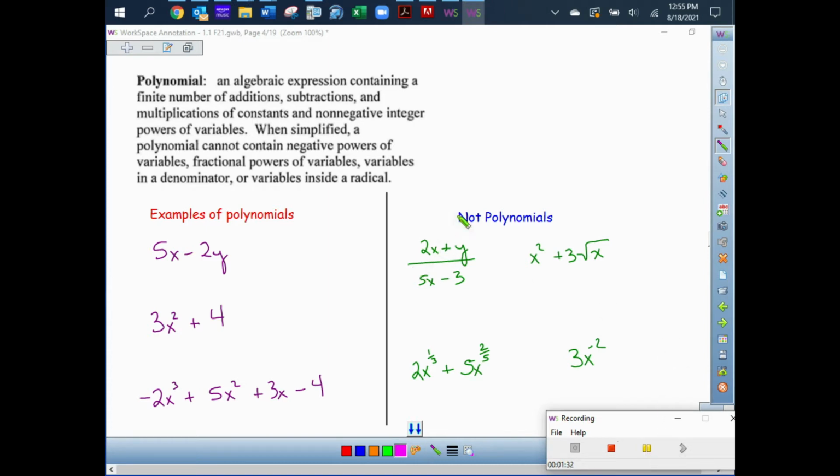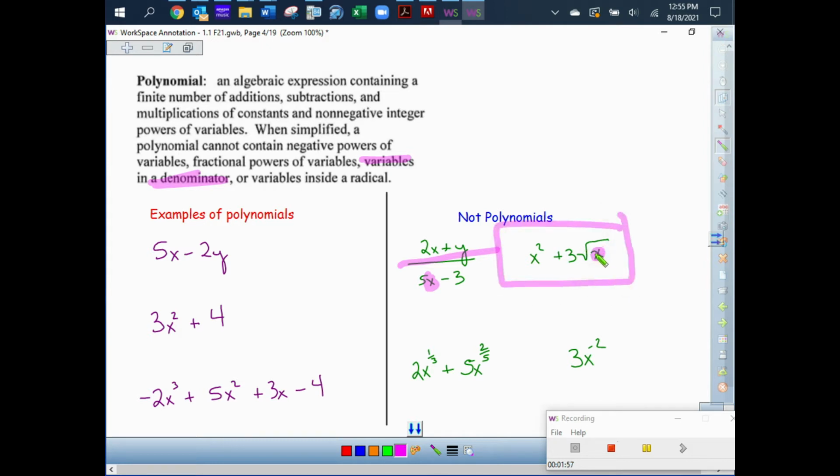What's wrong with him? Why is he not a polynomial? Oh, you can have a fraction. You can totally have a fraction involved. The exponent can't be a fraction, but what's wrong with him? Variable can't be where? So this is the bad guy right there. That is bad. Can't have a variable in the denominator. What's wrong with this guy?